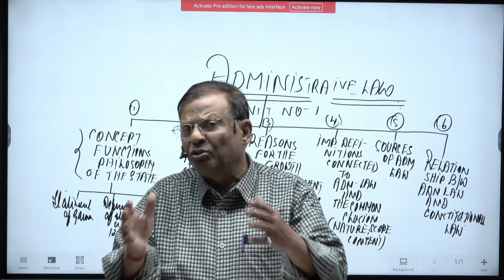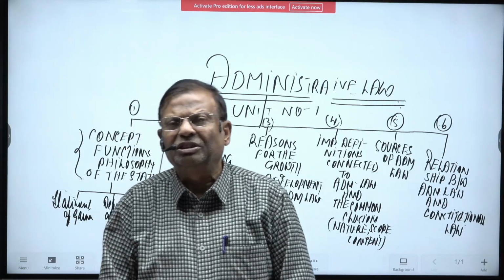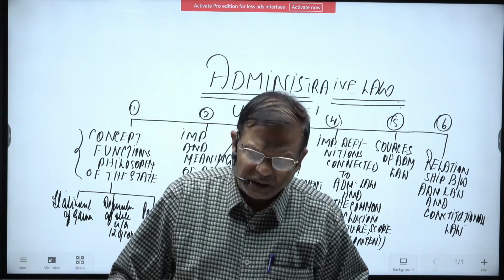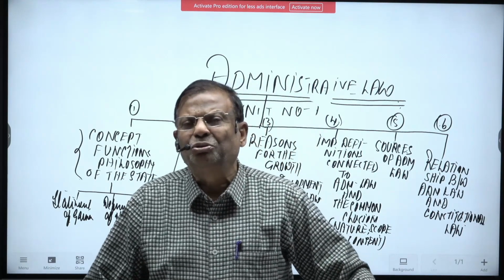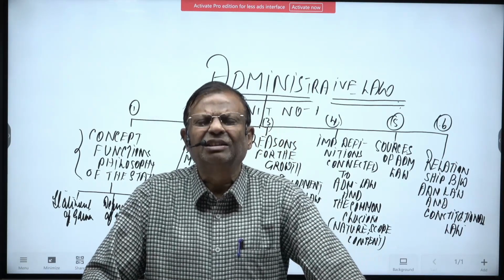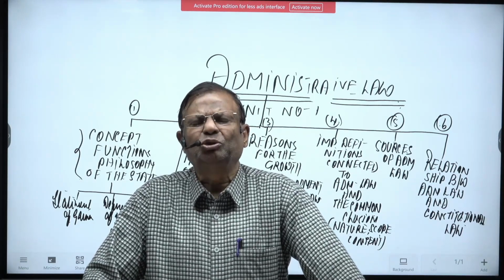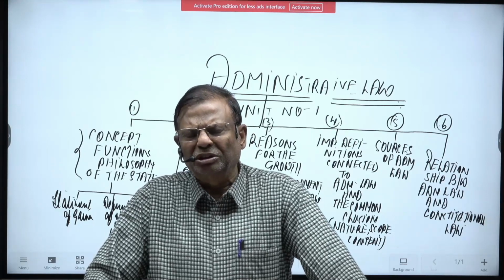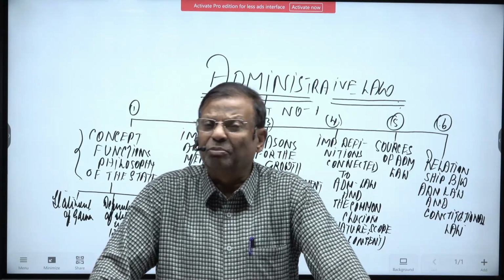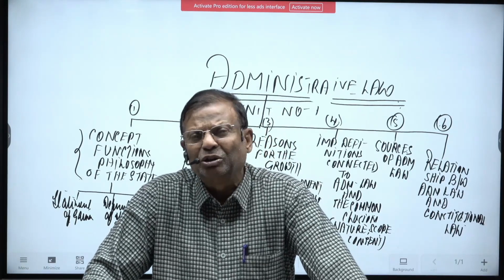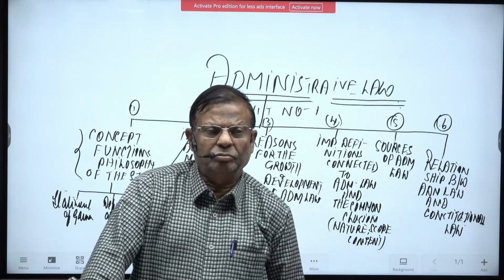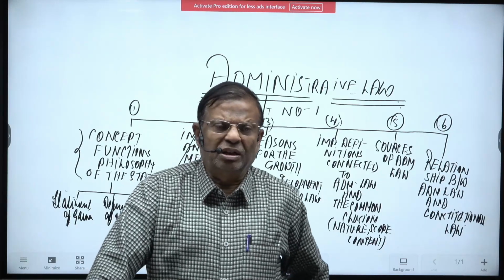So one inference comes out from this statement. From this statement, the first inference which we draw is that the state is a human association for attaining certain political ends. This is the first inference drawn from the statement of Garner, you see.